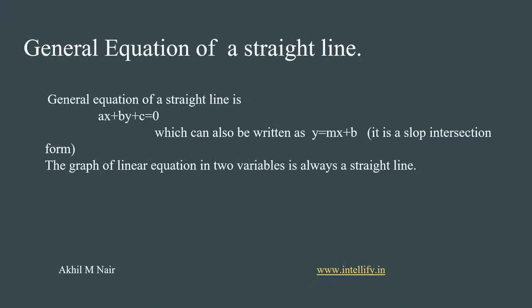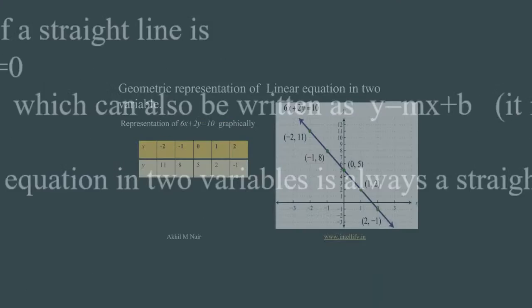Now, the general equation of a straight line. The general equation of a straight line is ax plus by plus c equal to 0, which can also be written as y equal to mx plus b. It is actually the slope-intercept form of the general equation of a straight line. The graph of a linear equation in two variables is always a straight line, which we will look into further.